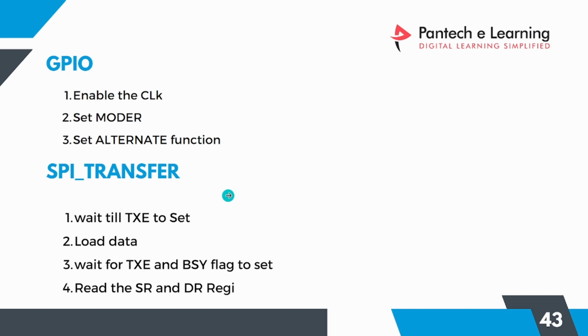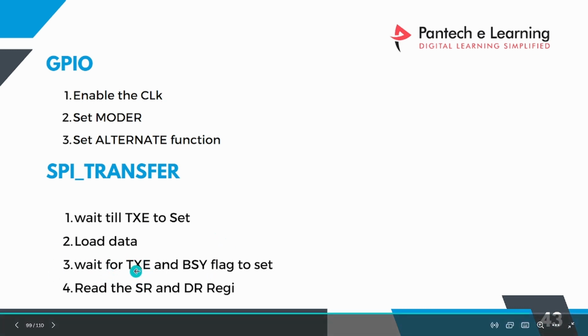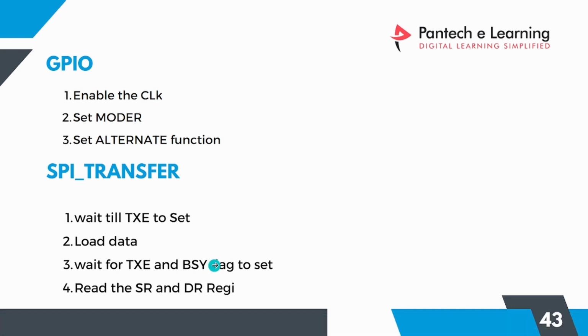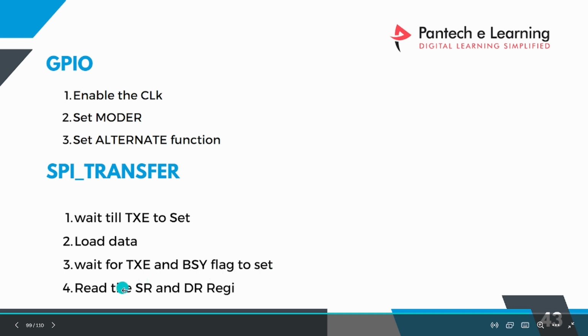Then comes the SPI transfer. First, we have to wait for the TXE bit, like in UART. Then we have to load the data into the data register. Then we have to check the TXE bit again, and we have to check whether the SPI is busy or not. Finally, after exiting this loop, we have to read the status register and data register to clear these bits.